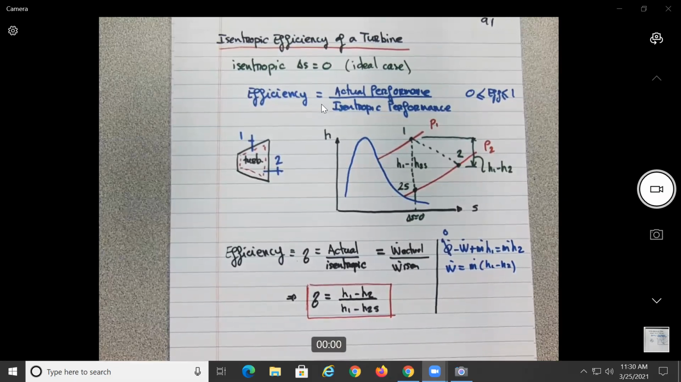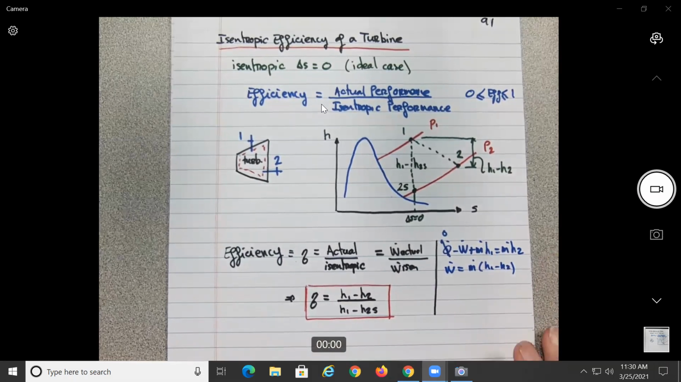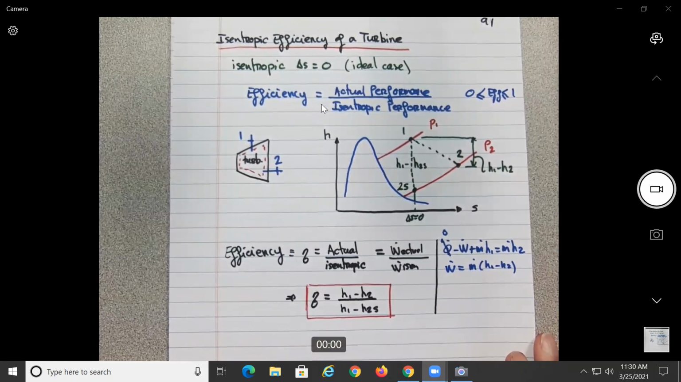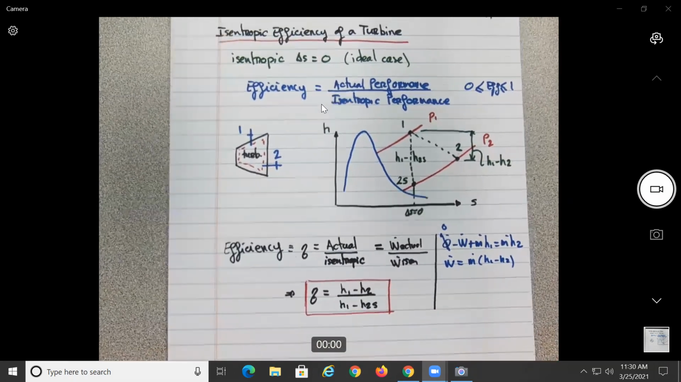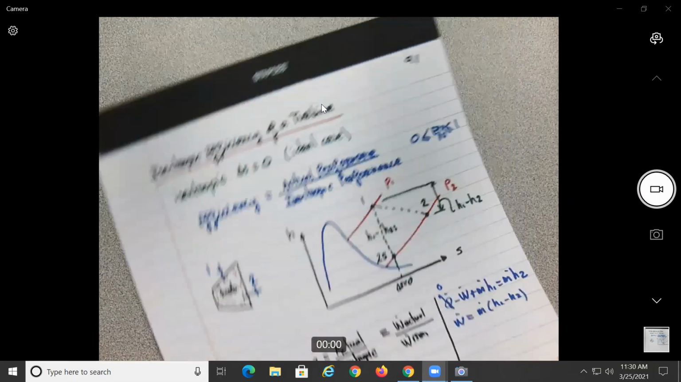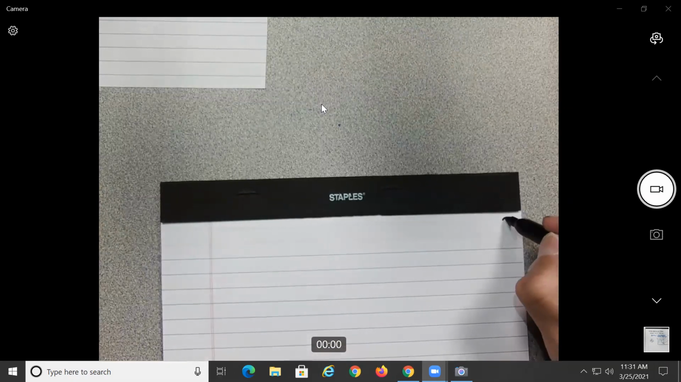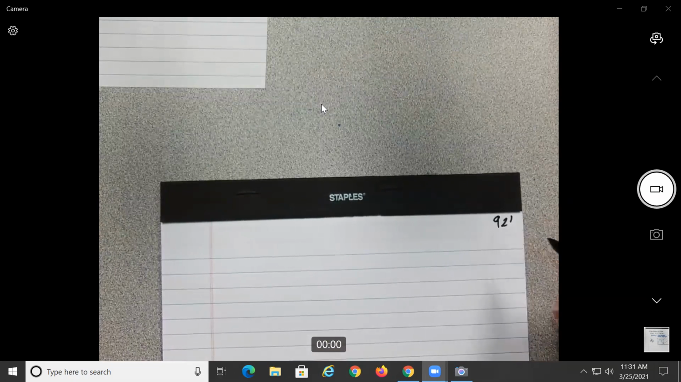Okay, so let's do an example, and then we move to the efficiency, which is similar to a nozzle. All right, so let's do one example. You go to the next page. It's to learn how to use the tables now with the VAT tool. So example 9.2.